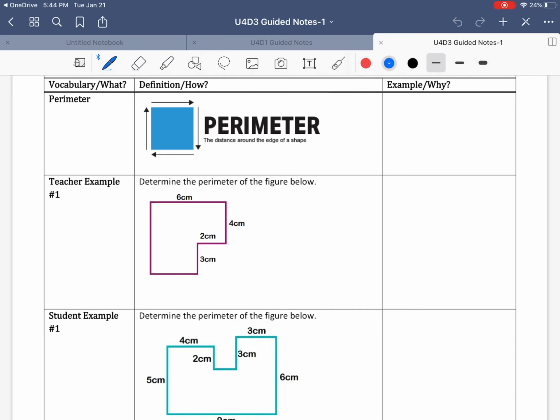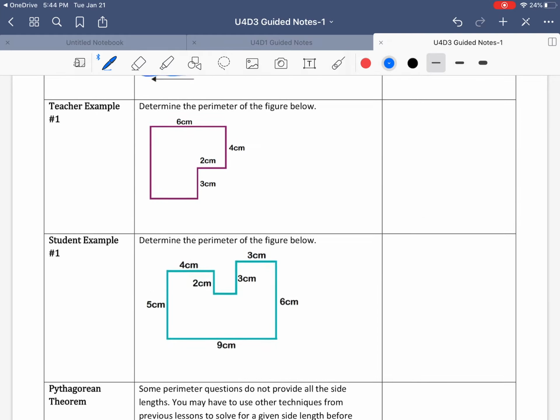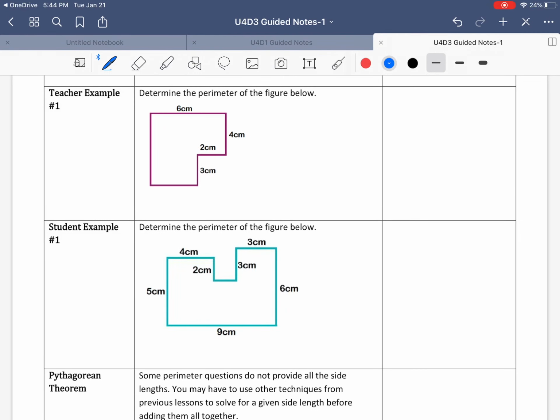of a shape. So if you look here, the perimeter of our square would be going around all four sides. Okay? So for our first teacher example, when it asks you to determine the perimeter of the figure below, you're just going to take every single side that you're given and add them up to determine the perimeter.